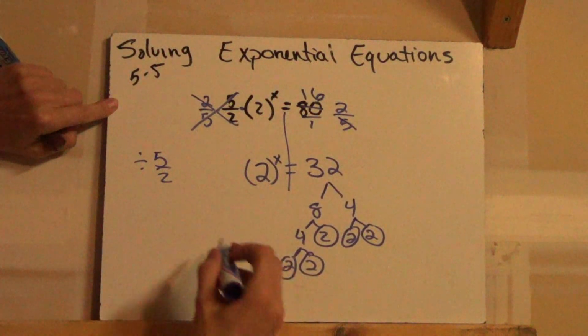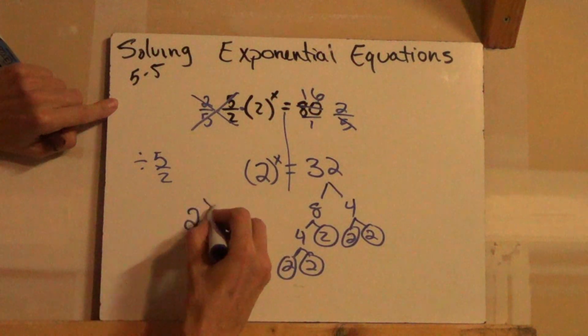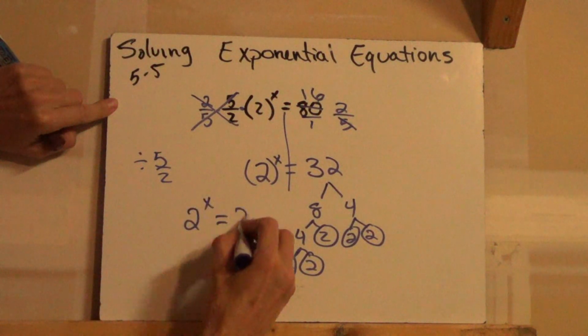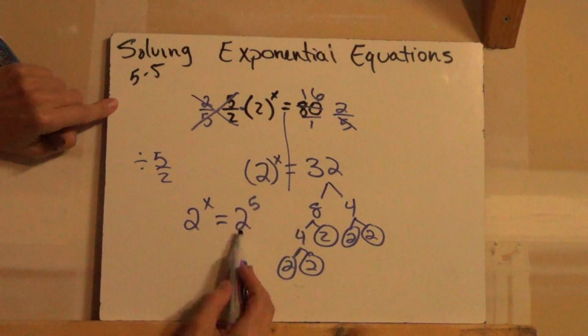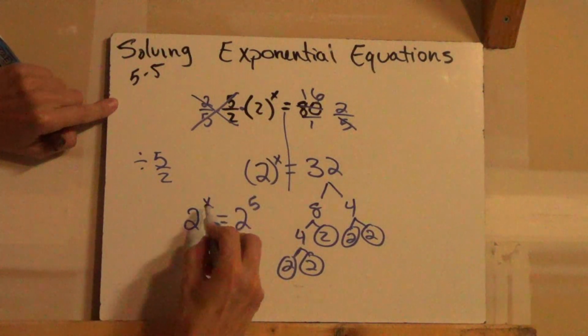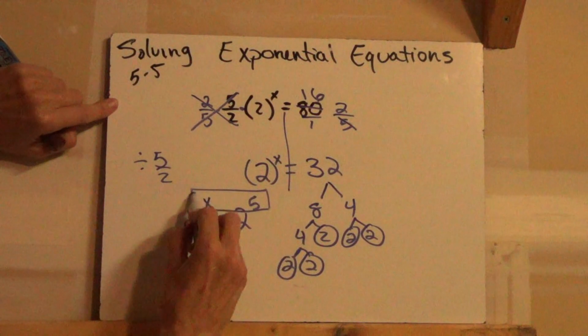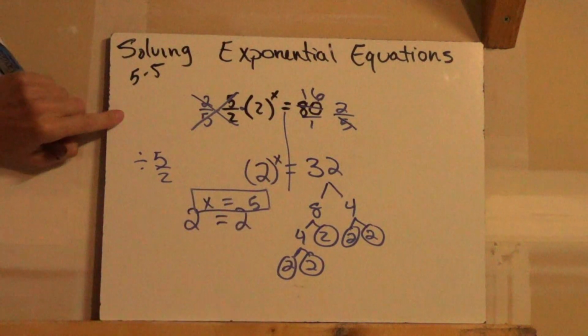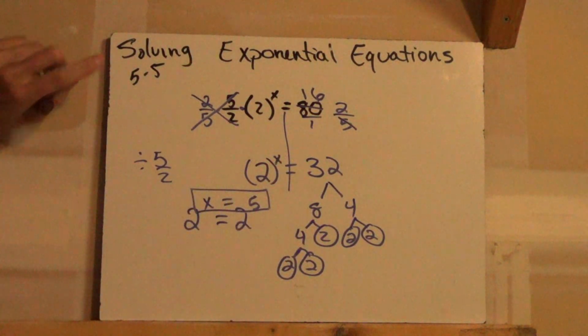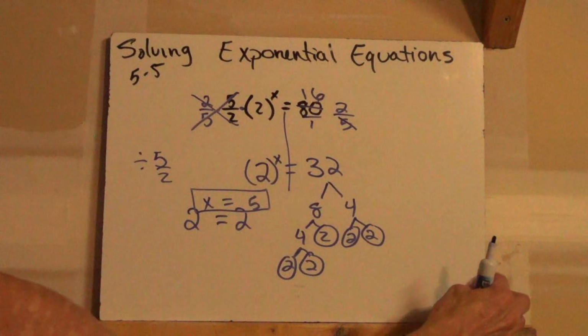So we can rewrite that equation now as 2 to the x equals 2 to the 5. When your bases are the same, you can ignore them and you've found what your x is equal to. Plug it in and make sure that it works back in the original equation.